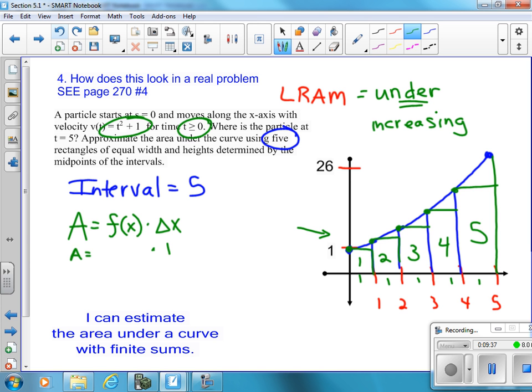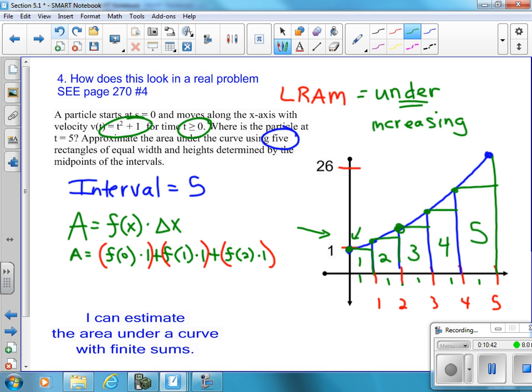So when we calculate the area of these 5 rectangles, rectangle number 1 is the function at 1 times 1. Rectangle number 2 is the function at 2 times 1, because the width is 1. Let me start that again, sorry. I should be doing the function at 0. This left RAM point right here is f at 0 times 1, the width, plus f at 1 times 1, plus, we're going to add each of these. This is the area of rectangle 1, rectangle 2. The area of rectangle 3 is the function at 2 times 1.